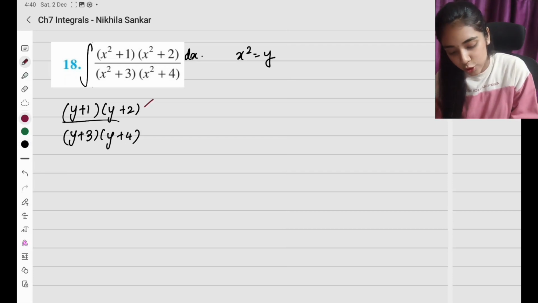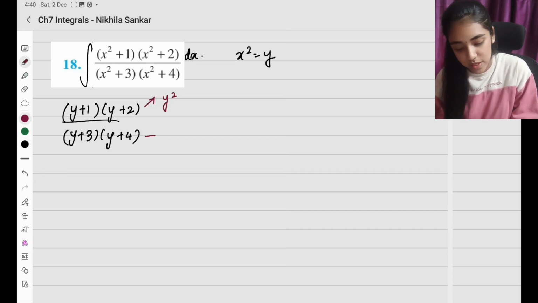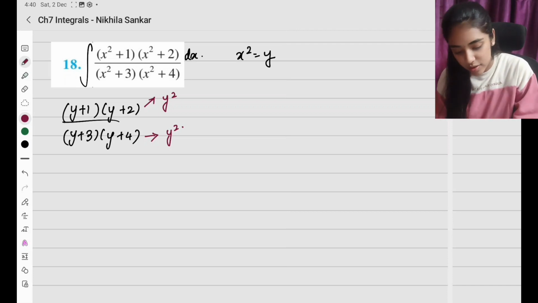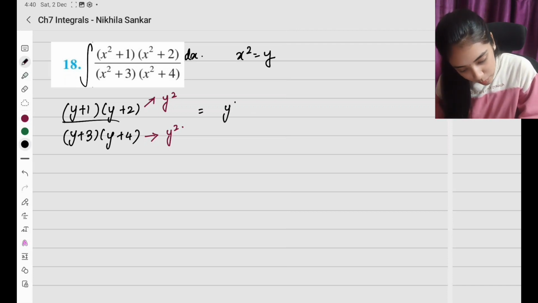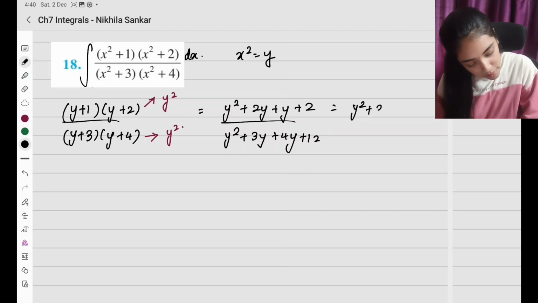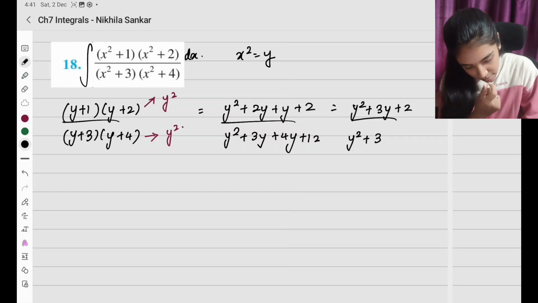In the numerator, the power of y is y square. In the denominator, the power of y is also 2. The powers are equal, so I cannot leave it like this; I have to divide. So first let's multiply. I have y square plus 2y plus y plus 2 divided by y square plus 3y plus 4y plus 12, which is y square plus 3y plus 2 divided by y square plus 7y plus 12.